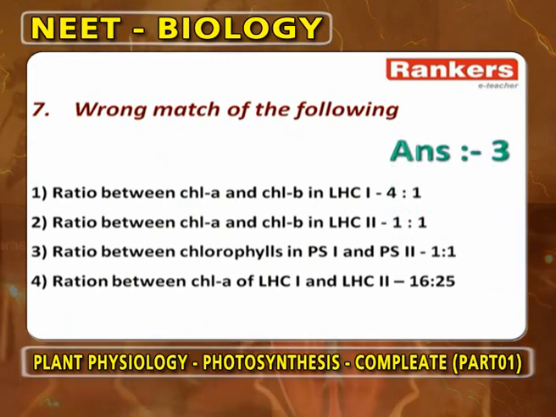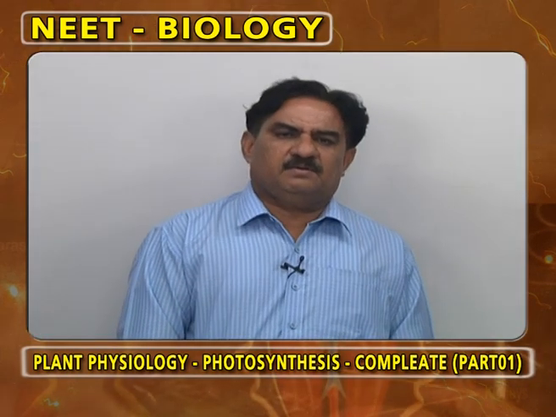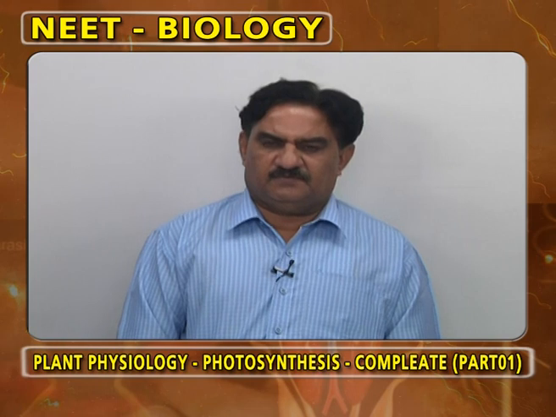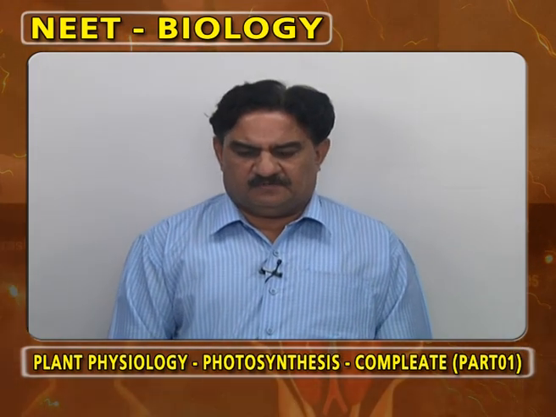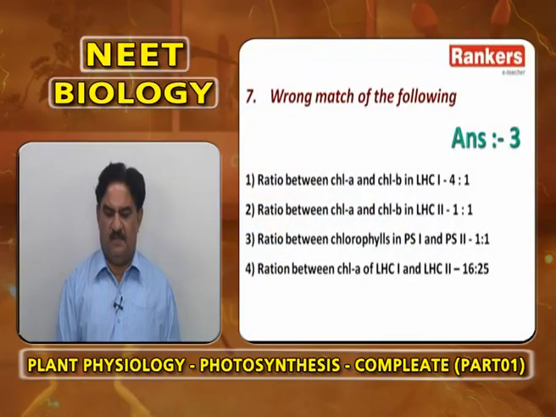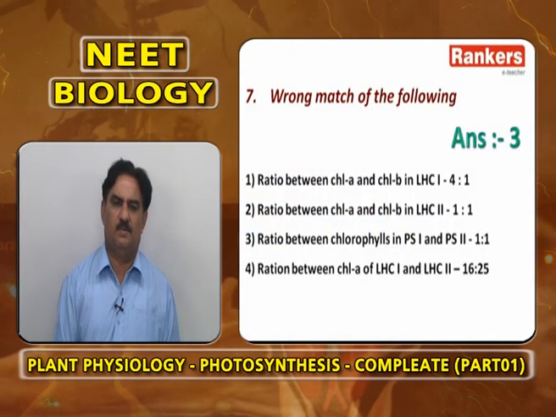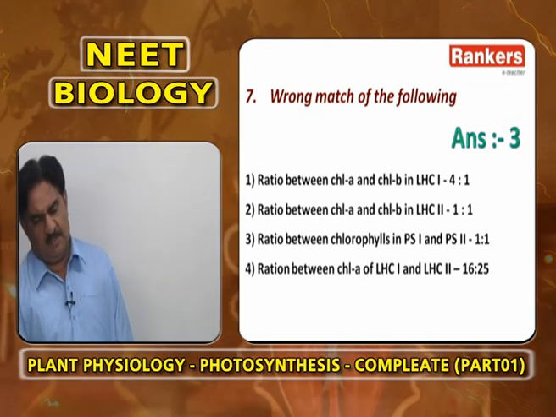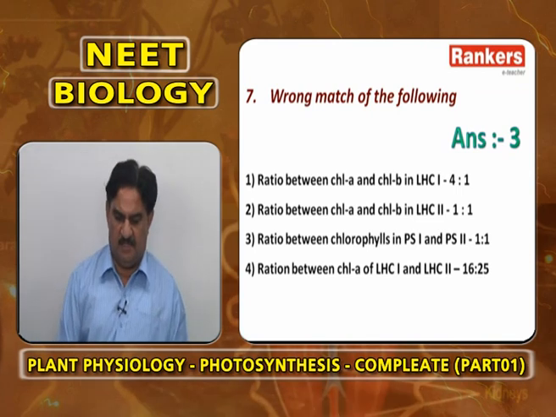Wrong match of the following. Ratio between chlorophyll A and chlorophyll B in LHC1 is 4:1 is correct, because out of 100, chlorophyll A and chlorophyll B are present in 4:1 ratio, that is 80 chlorophyll A and 20 chlorophyll B. Ratio between chlorophyll A and chlorophyll B in light harvesting complex 2 is 1:1 is correct. 250 chlorophyll A and chlorophyll B molecules are present in 1:1 ratio.